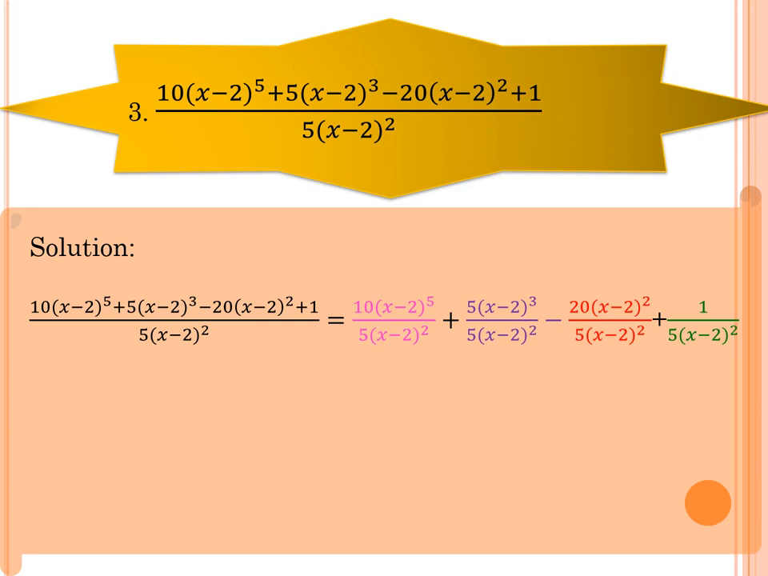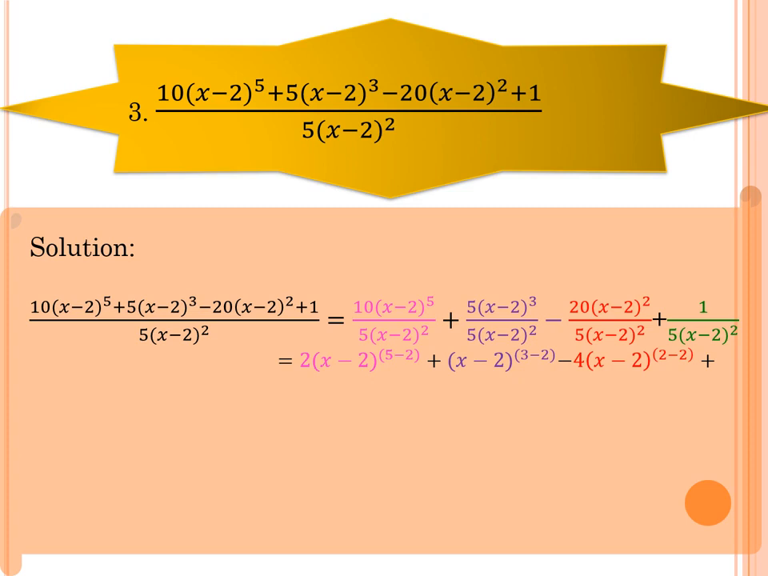So, again, recall natin yung laws of exponents, yung number 2. Okay? So, ang treatment natin dito ngayon kay quantity x minus 2 is just a variable, a one variable. Okay? So, for the next step, 10 quantity x minus 2 to the power of 5 divided by 5 quantity x minus 2 to the power of 2 is just equal to 2 quantity x minus 2 quantity to the power of 5 minus 2.